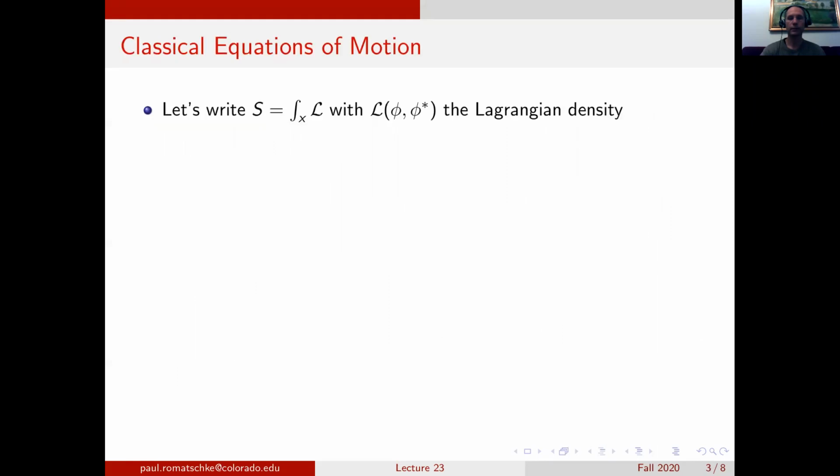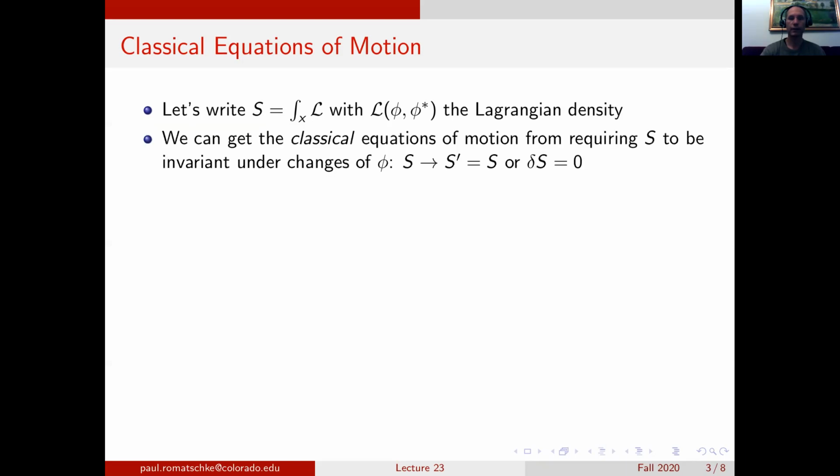I'll start by writing down the action as an integral over the Lagrangian density L. From the invariance of the action, we can get the classical equations of motion, such as requiring that S is invariant under the changes of phi. So S goes to S prime. If it's invariant, that's the same as S. And that's the same as saying that delta S, which is defined as S prime minus S, is just 0.